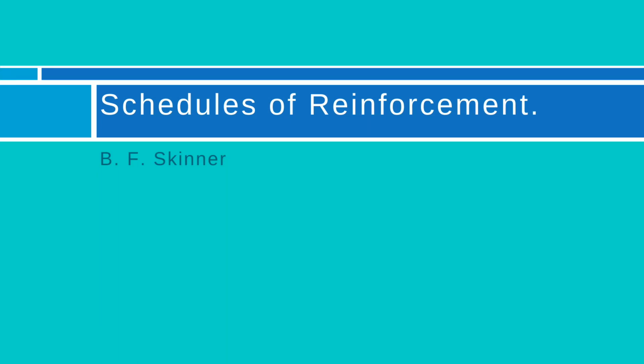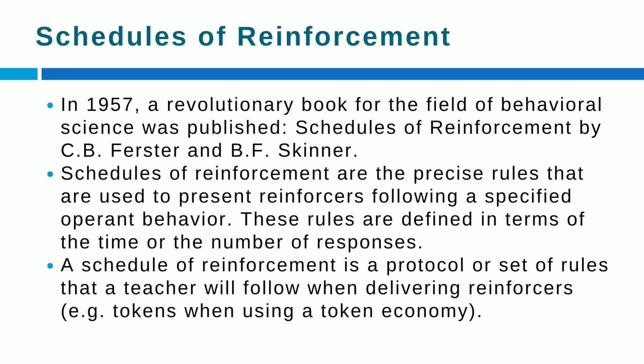Schedules of reinforcement. In 1957, a revolutionary book for the field of behavioral science was published, Schedules of Reinforcement by Ferster and Skinner. Schedules of reinforcement are the precise rules that are used to present reinforcers following a specified operant behavior. These rules are defined in terms of the time or the number of responses.